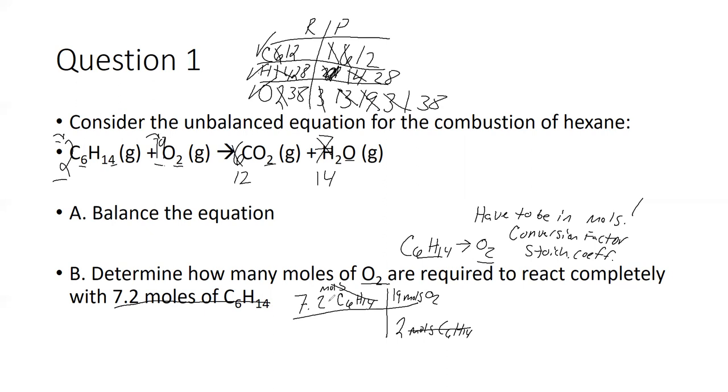So I take 7.2 multiplied by 19 divided by 2. And I get, I need 57.6 moles of O2, or if I do my correct rounding with my sig figs, I get 58 moles of O2. So I need 58 moles of O2 to react with that much hexane in this chemical reaction. Again, that comes from our stoichiometric coefficients for my balanced equation.